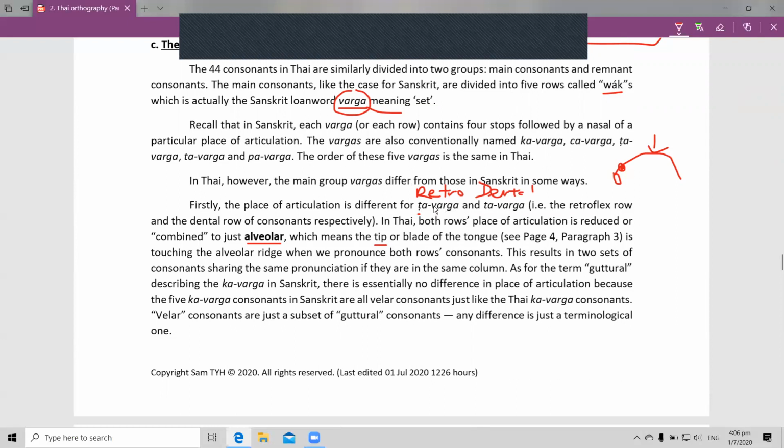When we pronounce the retroflex consonants, the body of our tongue, which is like the middle of our tongue, is raised towards this area. When we pronounce the dental consonants, the tip of our tongue is touching the back of our upper teeth, right? But alveolar consonants are consonants produced when the tip of the tongue or the blade of the tongue, which is beyond the tip a little, before the body, basically this area of the tongue, touches the alveolar ridge over here. All right.